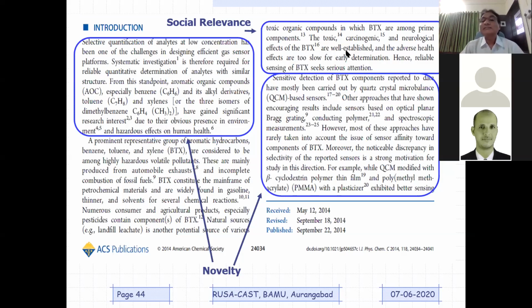Social relevance, you can see in this particular sentence. I will read the statement: the toxic, carcinogenic and neurological effects of BTEX are well established, and the adverse health effects are too slow for early determination, and hence reliable sensing of BTEX seeks serious attention. What does it mean? It means that we are talking about the adverse effect of BTEX, this analyte, and our outcome is going to address these societal issues. So this is how social relevance can be addressed in your manuscript.